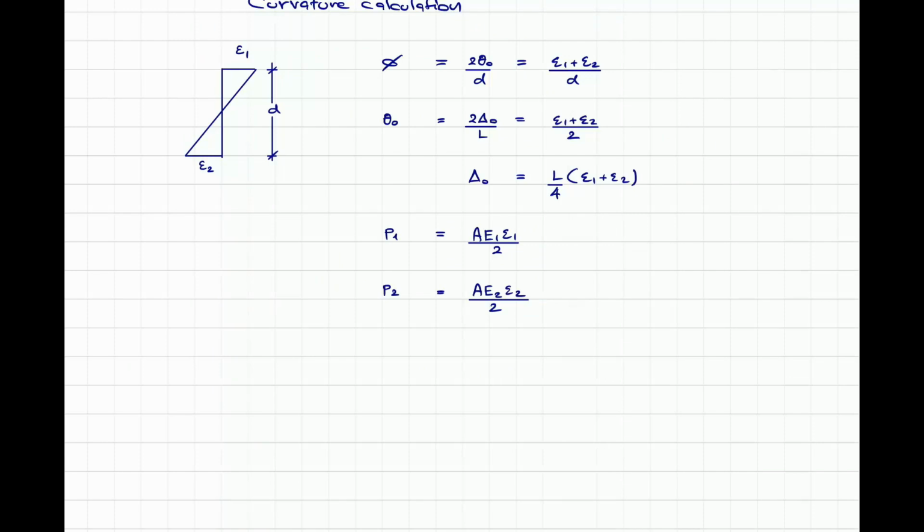So we will find the internal moment. The MI is equal to P1 plus P2 times D over 2, which is equal to AD over 4.